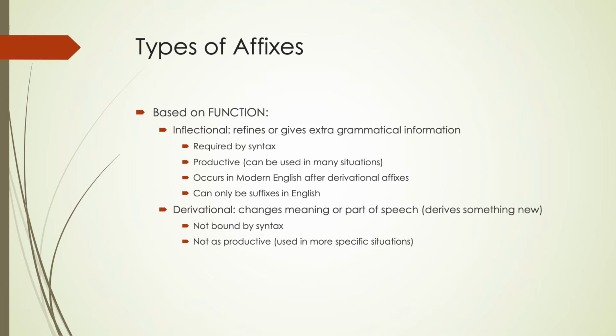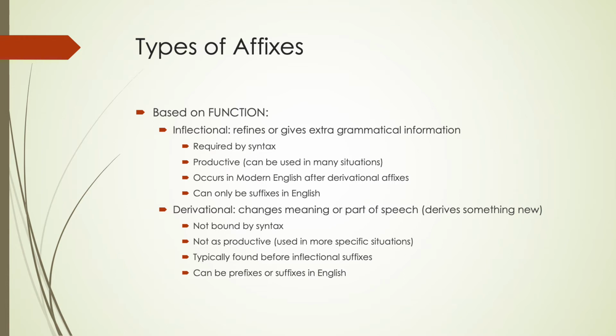So our ness ending, as in something like friendliness, we can only really add it to certain kinds of words. We can't add it to just anything. Or hood, as in brotherhood or sisterhood, or neighborhood. We can really only add to a very specific kind of noun. So we don't see them used as often. And typically they're found attaching closer to the root than the inflectional affixes.